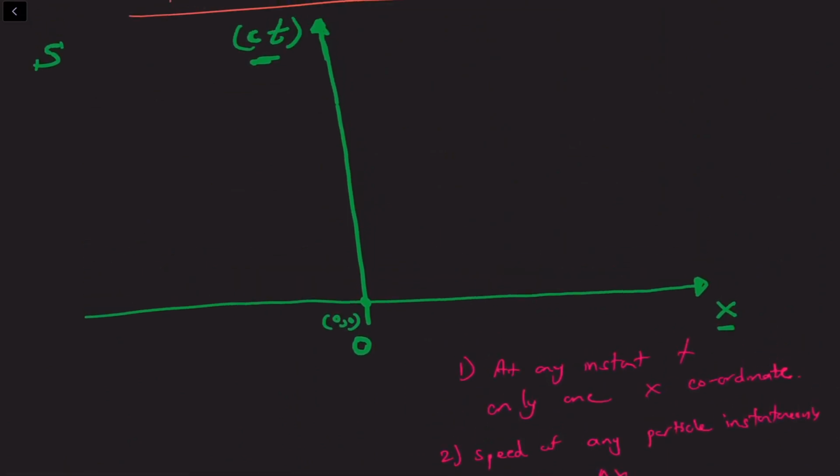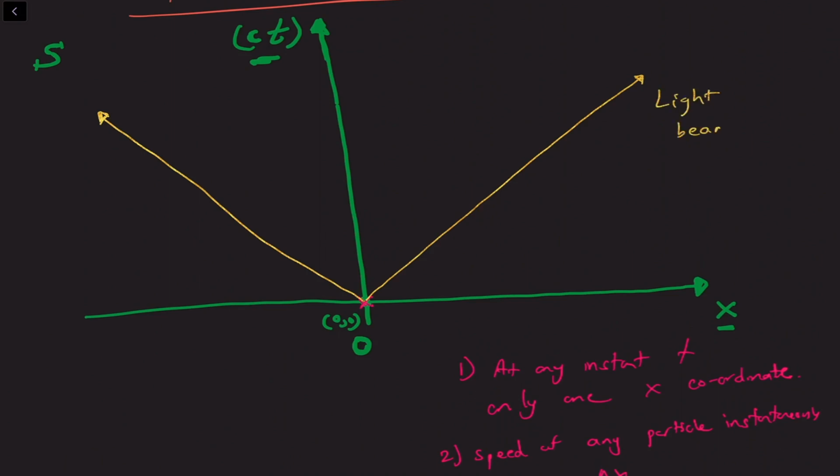So if this observer sends out a light beam from O at this instant of time, this light beam would always travel at 45 degree lines on this space-time diagram. If it sends out on the positive x-axis, it goes this way. If it's sent out on the negative x-axis, it would go the other way. But these are the only two possibilities for the light beam sent out from O. So these are light beams sent out from O.